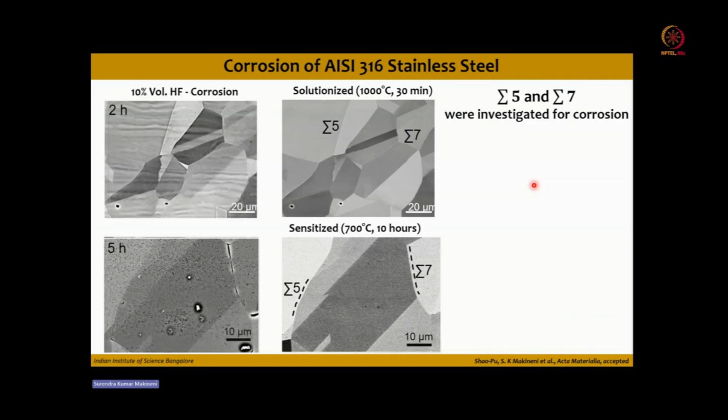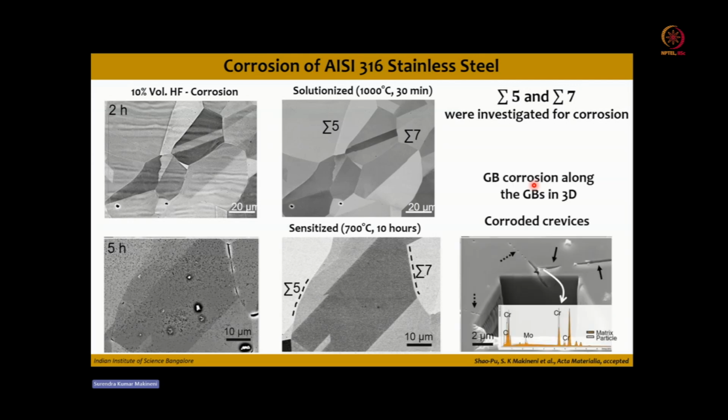Now, if you do the corrosion, if you put this sample in a 10% volume HF solution, you can see that at 2 hours there is no change, but at 5 hours you can see that the sigma 7 boundary gets corroded heavily, while sigma 5 boundaries are intact. So there is a change in the corrosion behavior of these two types of boundaries, and definitely it is to do with the grain boundary character.